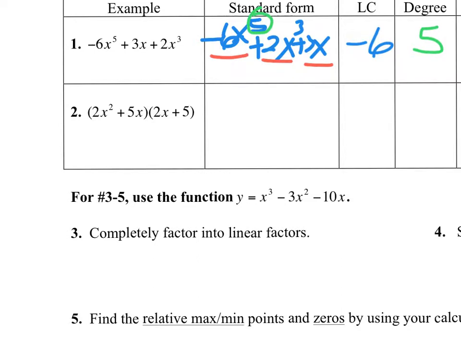So this one's actual FOIL, though. They're right next to each other. It means multiply. So here we go. First, 2x squared times 2x is 4x cubed. Outside gives us 10x squared. Inside gives us, look at that, 10x squared. And then the last term gives me 25x.